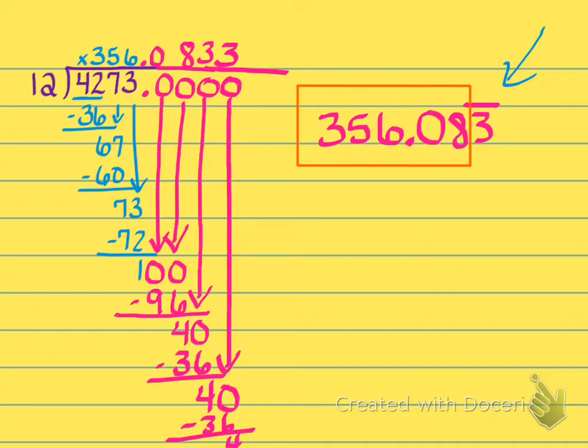5 or more, raise the score. 4 or less, let it rest. Well, since it's a 3, and that's the 3 knocking on my back door, it's not 5 or more, that means I let it rest. I don't need that 3, so I could just drop it off. So your final answer for this problem ends up being 356 and 8/100ths.